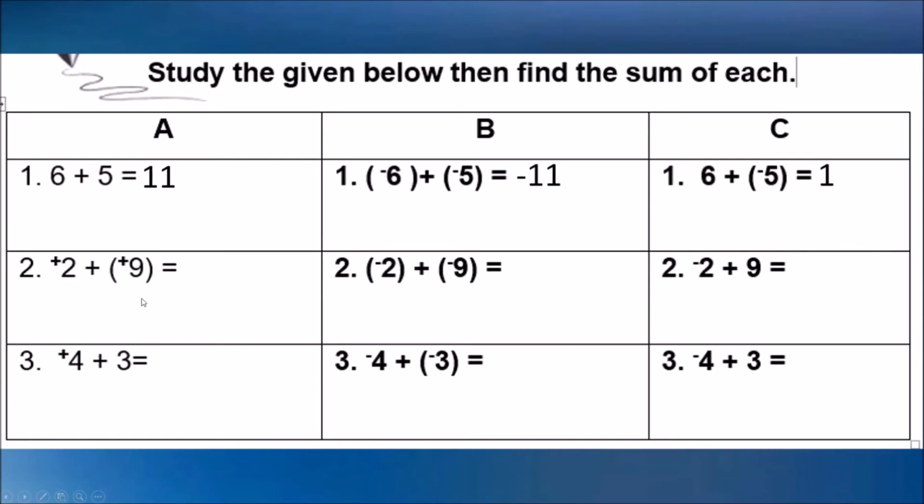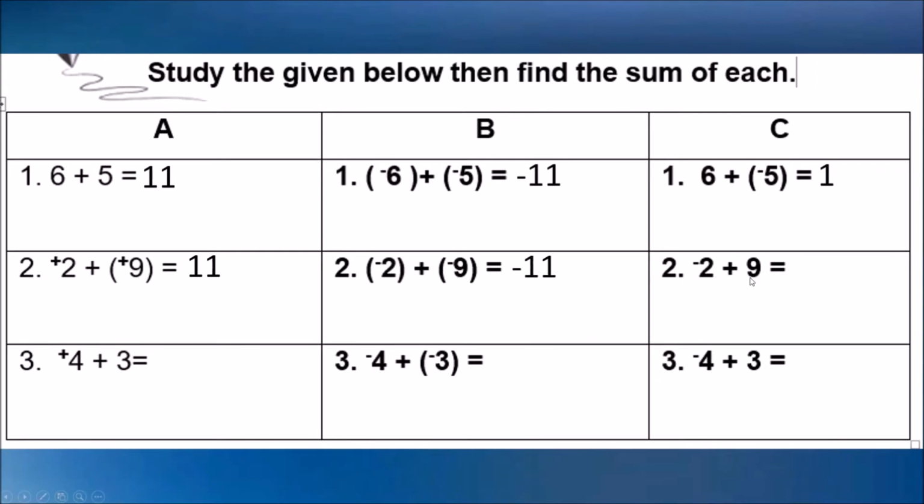Number 2, column A, positive 2 plus positive 9, parehas na positive, kaya positive din ang sign ng sum. So, 2 plus 9 is equal to positive 11. Number 2, column B, negative 2 plus negative 9, the sign are the same. 2 plus 9 is equal to 11 and copy the sign of negative, so it is equal to negative 11.